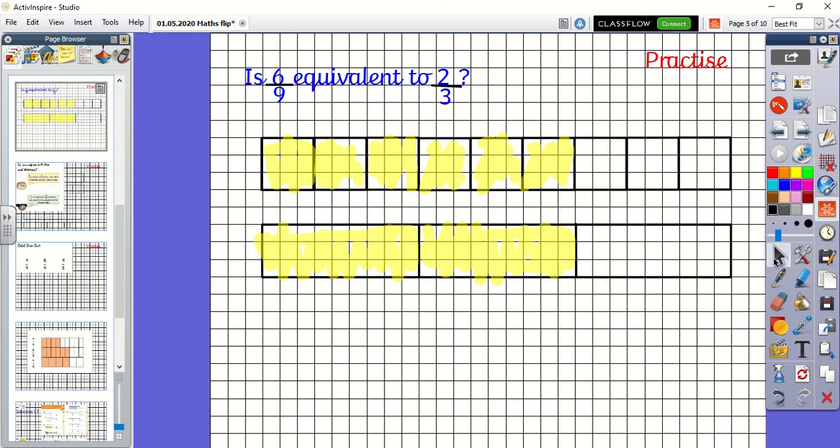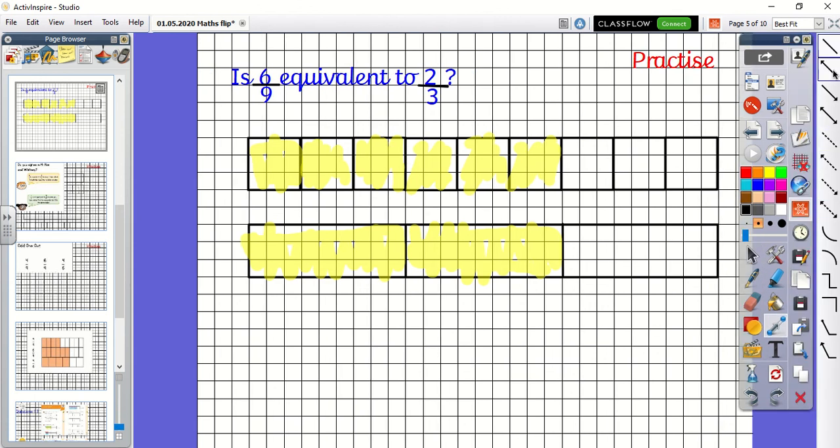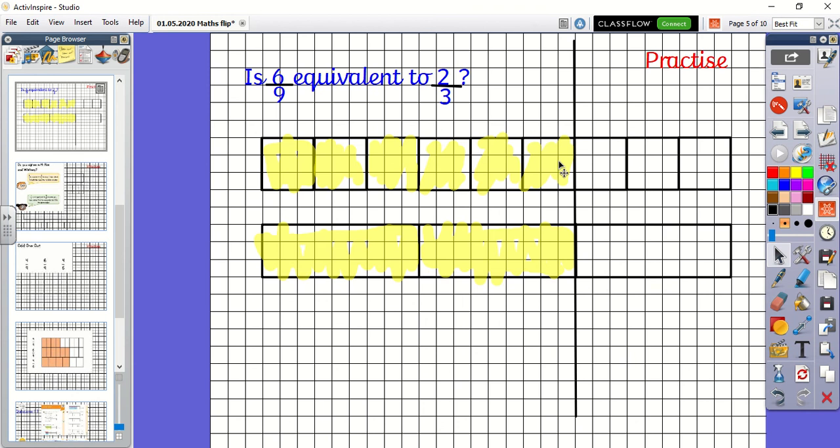Okay, so what do you notice? Is 6/9 equivalent to 2/3? The answer is definitely yes. You can see that the same amount has been coloured in. Yes, they have been split up into different parts, but there's still the same amount shaded in. So 6/9 is equivalent to 2/3 and 2/3 is equivalent to 6/9.